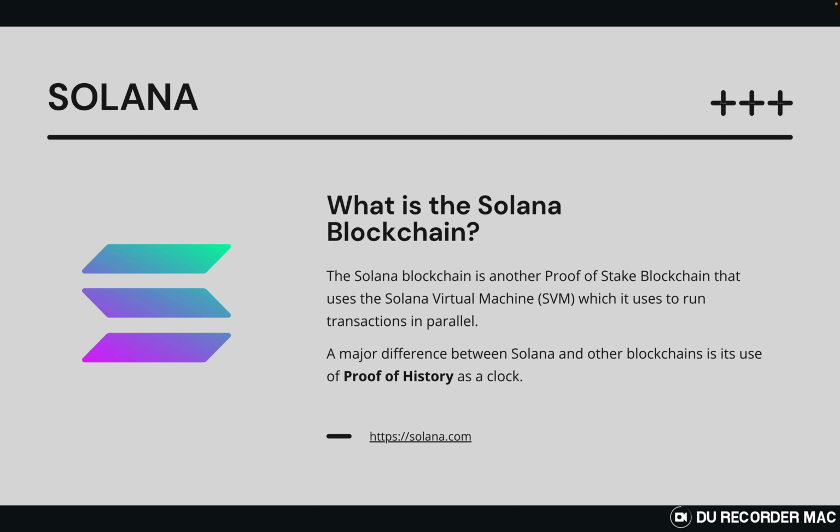That means that if you send 10 transactions, each node on the network will run transaction 1 before they run transaction 2, before they run transaction 3, and so on. But for Solana, it's possible to run transaction 1 and transaction 2 at the same time. That is in parallel, so it will be faster to run all the transactions. So the major difference between Solana and other blockchains is its use of proof of history as a clock. We'll talk about proof of history. I think that's the next thing we're talking about.